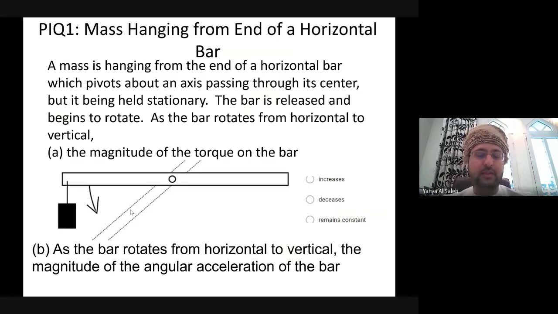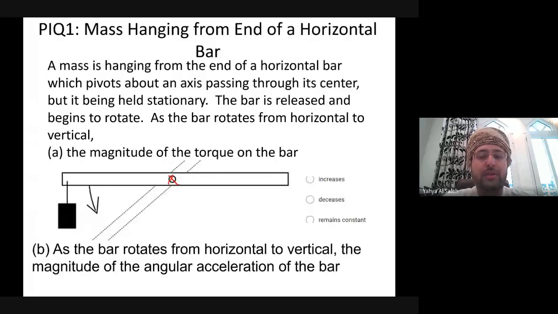Okay. Let's try doing it a bit of a different way. A mass hanging from the end of a horizontal bar, which pivots about an axis passing through its center. So this is a pivot point. But it is being held stationary. The bar is released and begins to rotate.